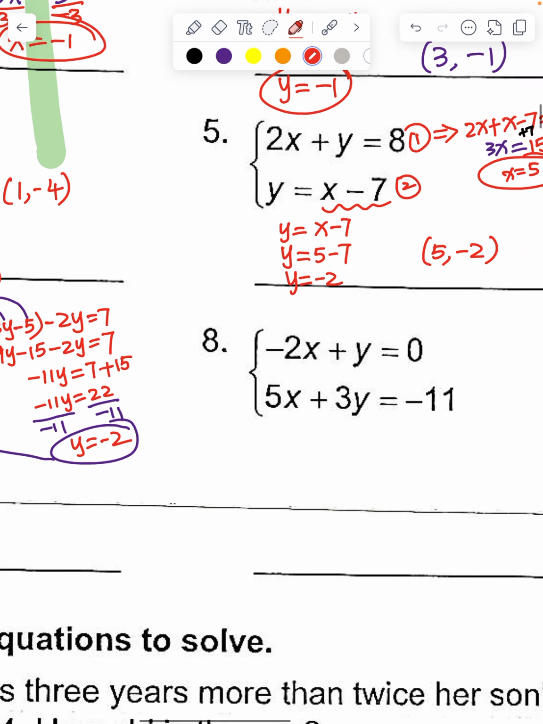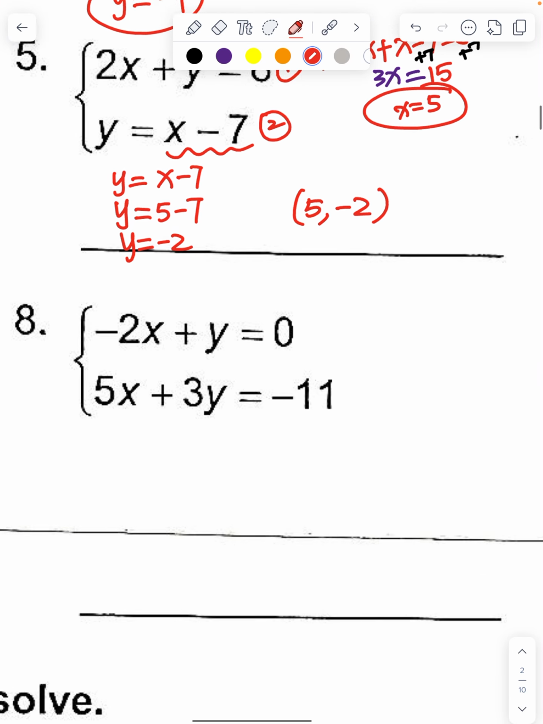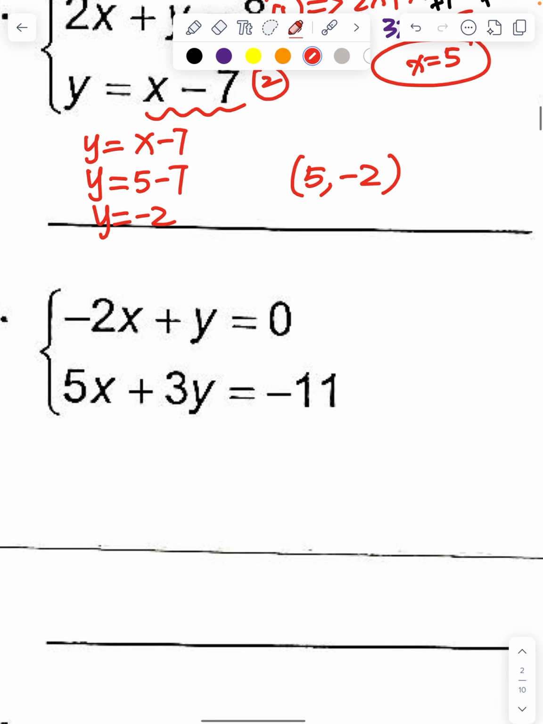Number 8. This time I'm going to use this one. Negative 2x plus y equal to 0. Then y is not moving. Positive y equal to, I'm going to move negative 2x to the other side, it becomes positive 2x. So y equal to 2x.